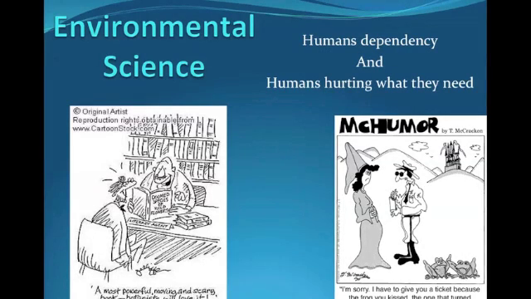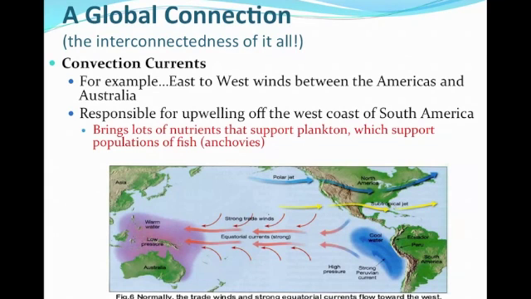Today we are discussing environmental science, the human dependency on the environment and how we actually hurt all of the things that we need. To start off with, let's look at some global connections. Basically, how every part of the world is connected, the fact that we as North America cannot just be isolated.